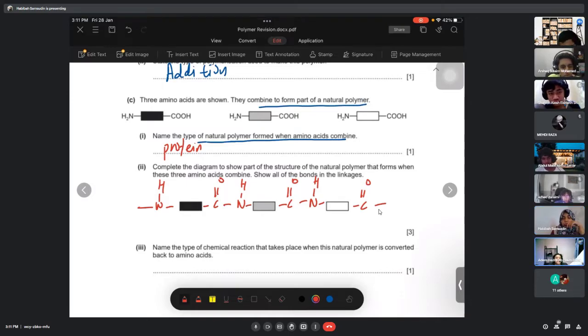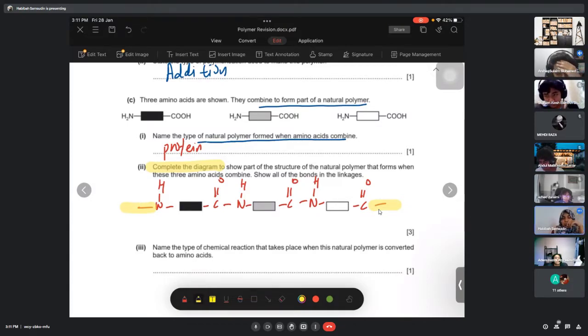Yes. Teacher, I did this, but for the black one, I just made a continuation bond without the NH. And for the white one at the end, I added water. Why? The question just said complete the diagram. You don't have to add anything. Is it wrong if I add the water? Not wrong. It's okay.